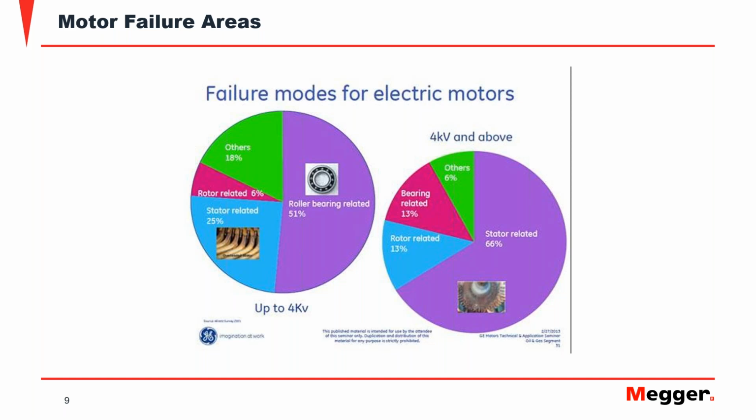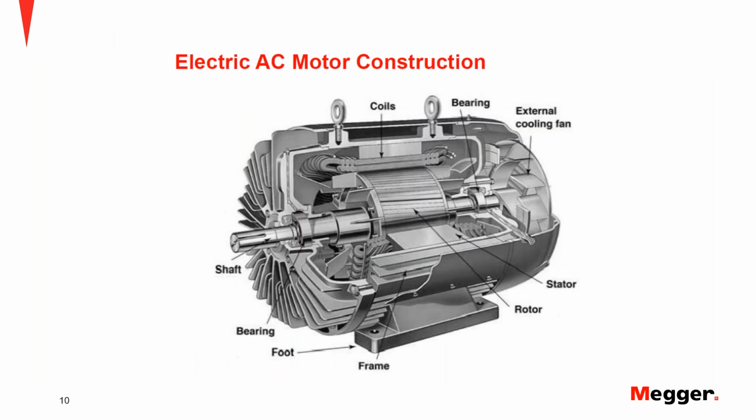When it comes to electrical motors, I would say more than 70% of the motors out there are squirrel cage induction motors, which is where most of the literature is addressed to testing these types of motors. Here we have a typical AC motor where we present the stator of the motor, the rotor, the squirrel cage, the coils, the bearings, all the different manufacturing characteristics of the motor.